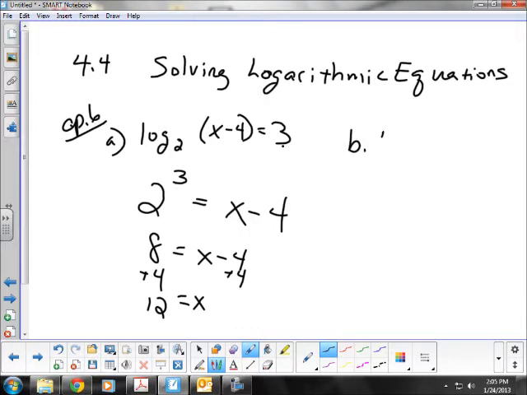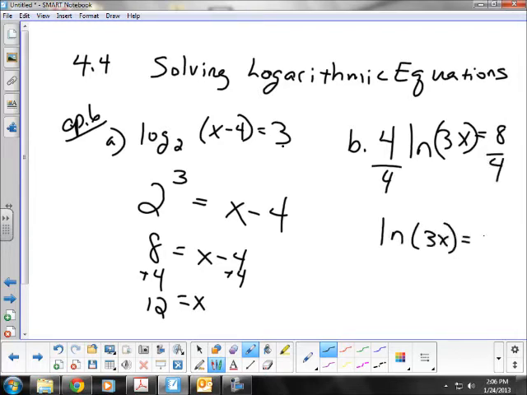Okay, look at B. We've got 4 times the ln of 3x is equal to 8. Now, just like before, this works a whole lot better if I go ahead and solve this so that I don't have any coefficients or anything added on. I just want it with the log on one side, like I did with the exponent earlier. So the first thing I want to do is what? Get that 4 over there. So I'm going to divide by 4. So I've got the ln of 3x is equal to 2.